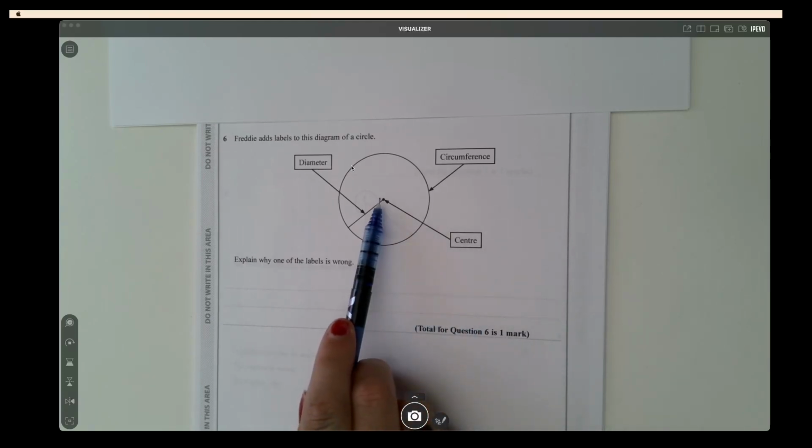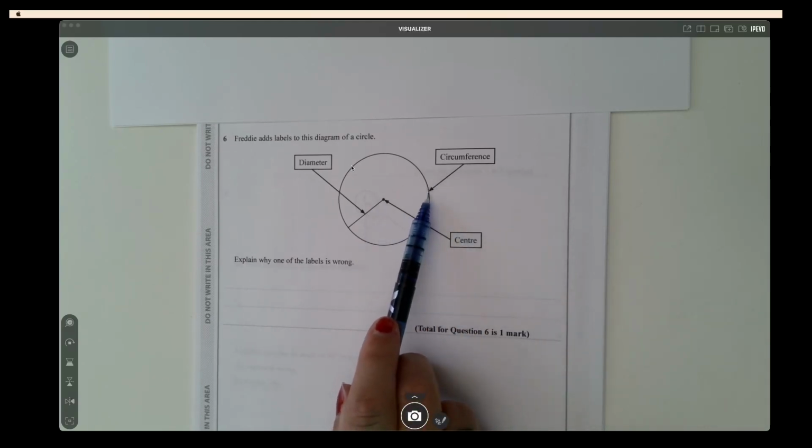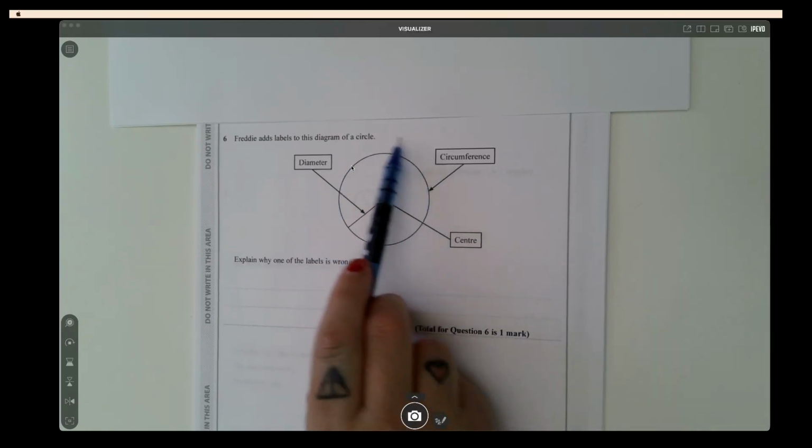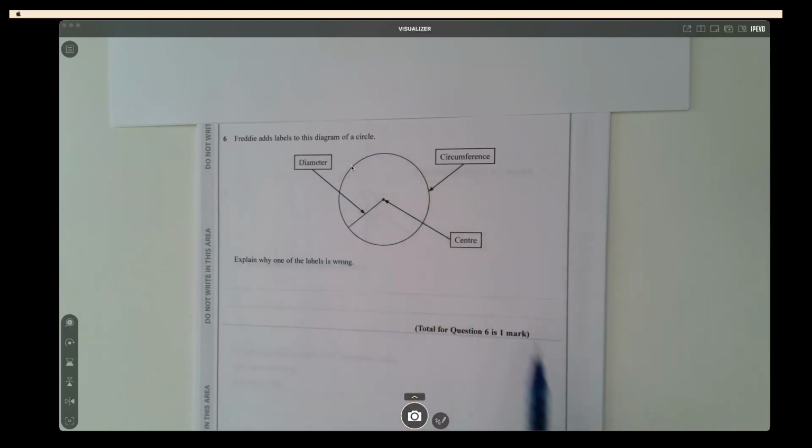So the centre is in the centre of the circle. The circumference is pointing to the right part of the circle. It's all the way around the outside. However, it's the diameter that's wrong.